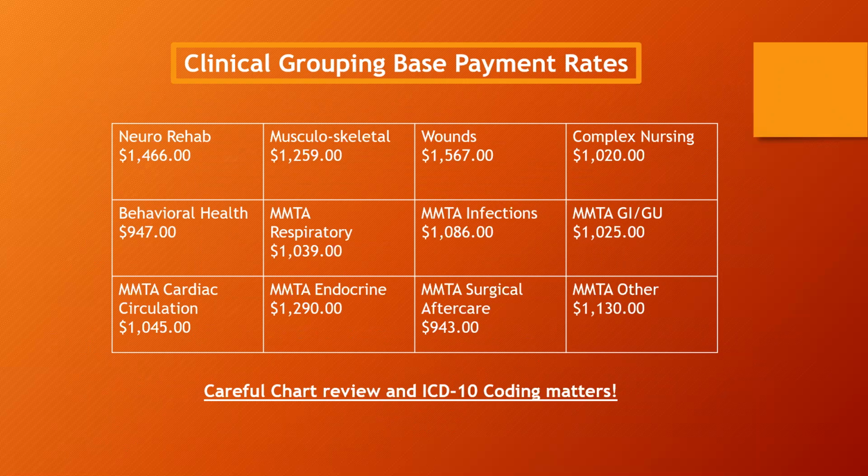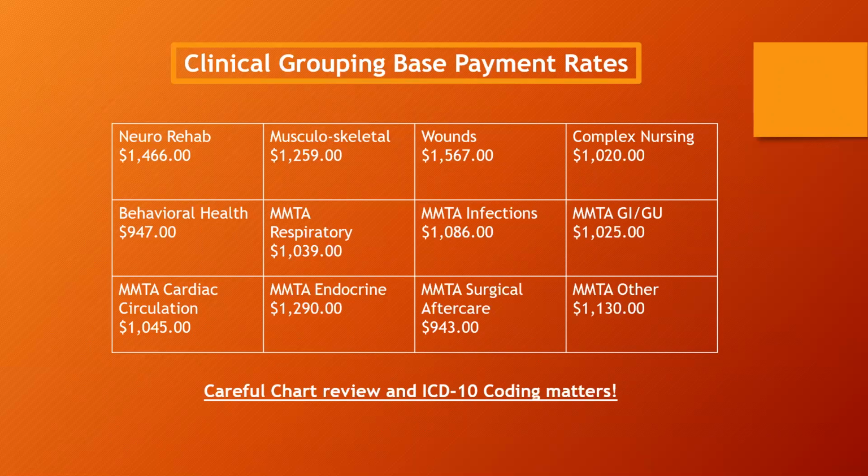With clinical grouping, some base payment rates, just to at least let you know what the base payment nationwide looks like. This is not specific to any one area. It doesn't factor in any of the other considerations. But somebody who's in the neuro rehab category, for example, their base payment rate is $1,466. Compare that to maybe somebody who's had surgical aftercare, MMTA surgical aftercare. Their base payment rate is $943. And then there's a range in through there. Wounds is another high one at $1,567, because those are resource intensive individuals. So it makes sense that they're going to be reimbursed with a higher base.